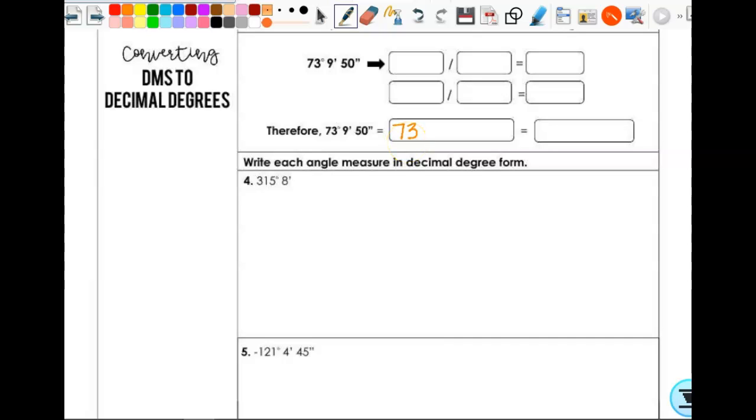So I'm going to take the minutes, which is 9. To get that, I had to multiply by 60. So here I'm going to divide by 60. And 9 divided by 60 gives me 0.15.